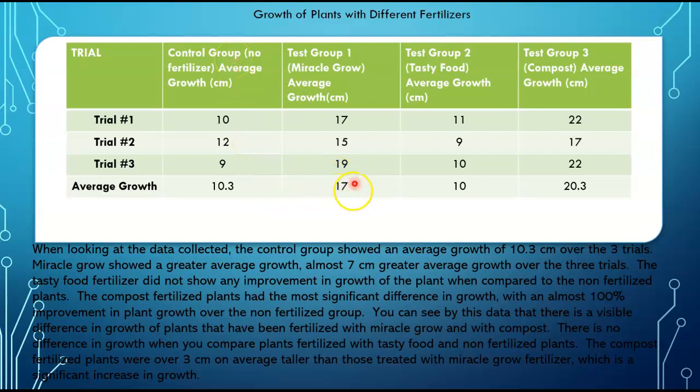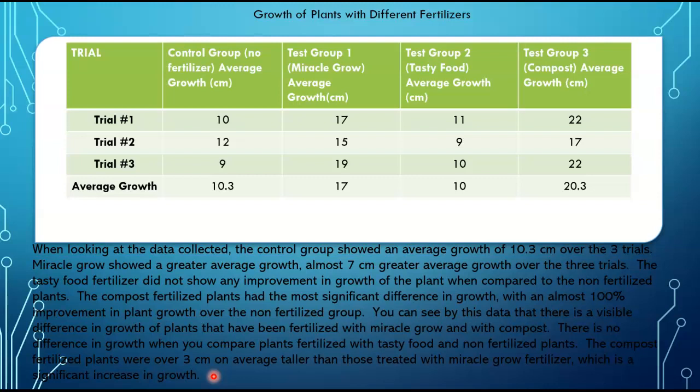Same thing, I've got the average growth here of test group 1, which is the Miracle-Gro, the average growth of the Tasty Food fertilized plant, and then here the average growth of the compost fertilized plant. And so here is my data analysis, which is a description of the data using words.